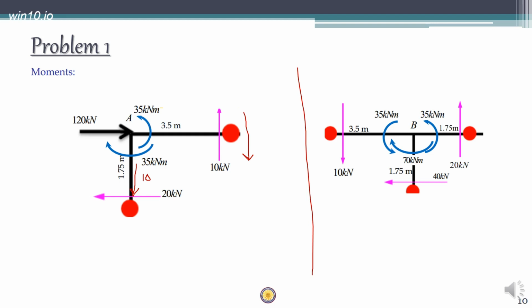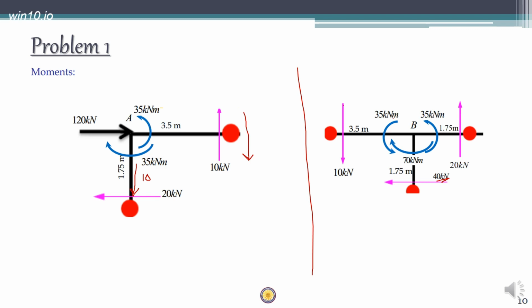For the joint B at the bottom, it is an interior column, hence the shear was 40 kN, and here there is a vertical shear downward of 10 kN. This will cause a moment of 10 into 3.5, which is 35 anti-clockwise at B. This 40 will create a moment of 40 into 1.75, which is a clockwise moment of 70. This was unknown, so the net moment at B has to be 0.